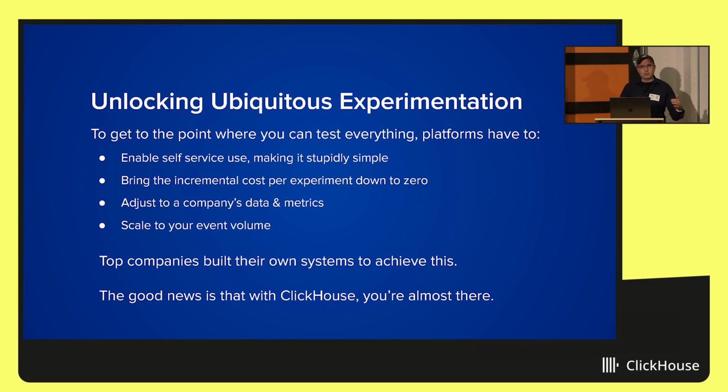Most companies, when they reach a certain sophistication, also have their own custom metrics in-house. And if your A/B testing platform has you use just clicks, that may not actually translate to real performance. So a lot of companies will build their platform so they can use their own data. And finally, the scale to your event volume. If you're Netflix, that's a pretty big number.